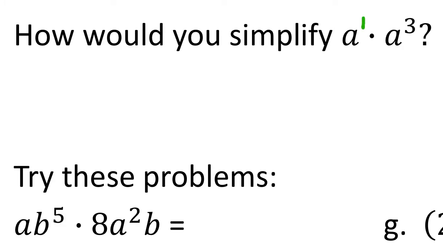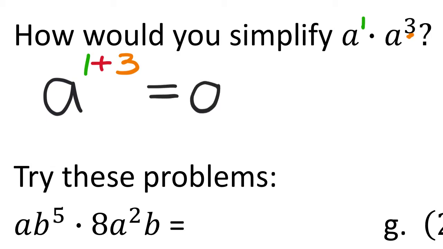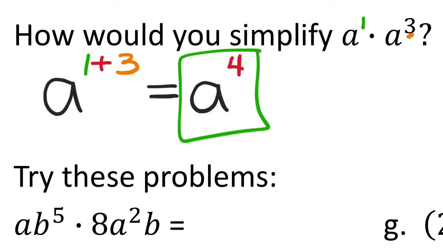So since it's the same base, you can keep the same base, but the two exponents, 1 and then this 3 right here, you're just going to add together because the bases are being multiplied. So this would end up being simplified as a to the power of 4. And that would be considered simplified. Okay, so you can just add the exponents.